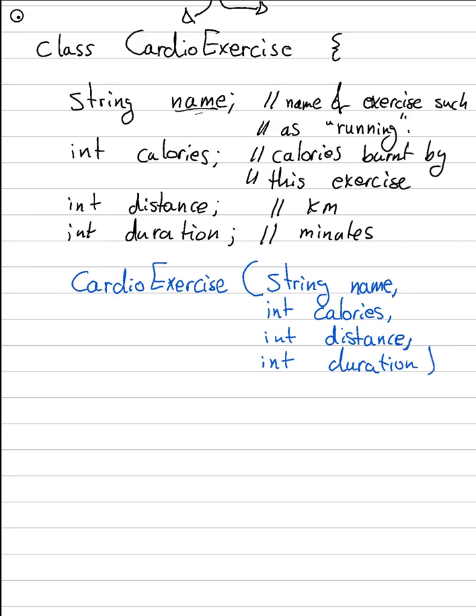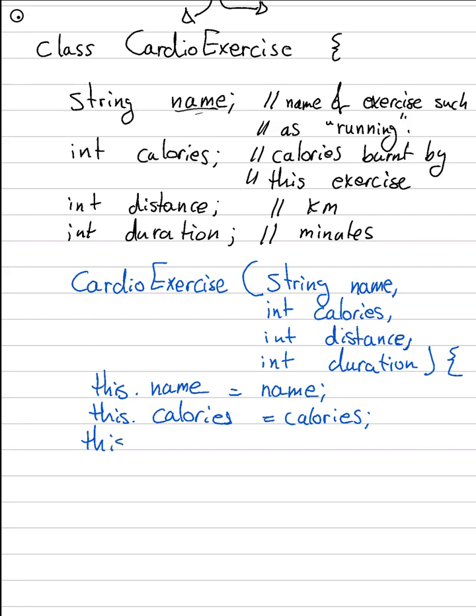How do I make it work? We refer to the information with this dot name. Exactly. So this dot name gets name. Yep, perfect. This dot calories gets calories. This dot distance gets distance. Then for the duration as well. Perfect.